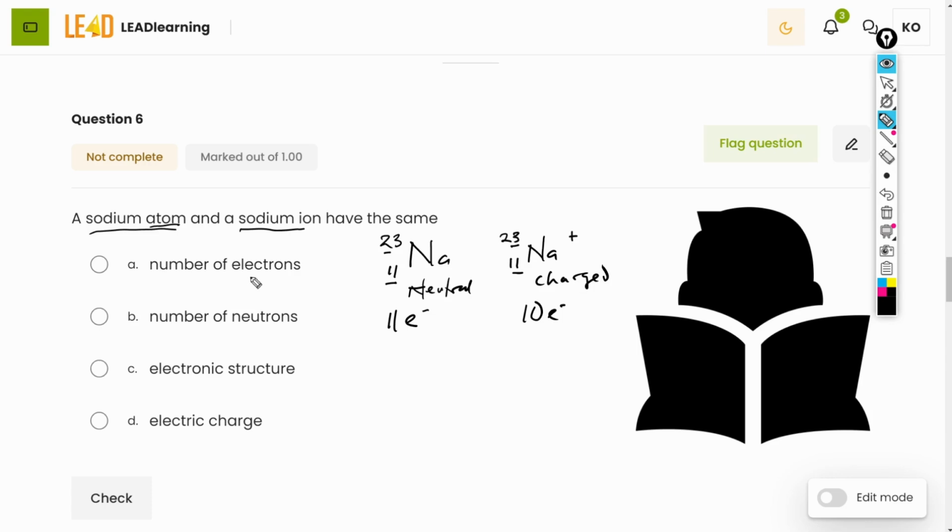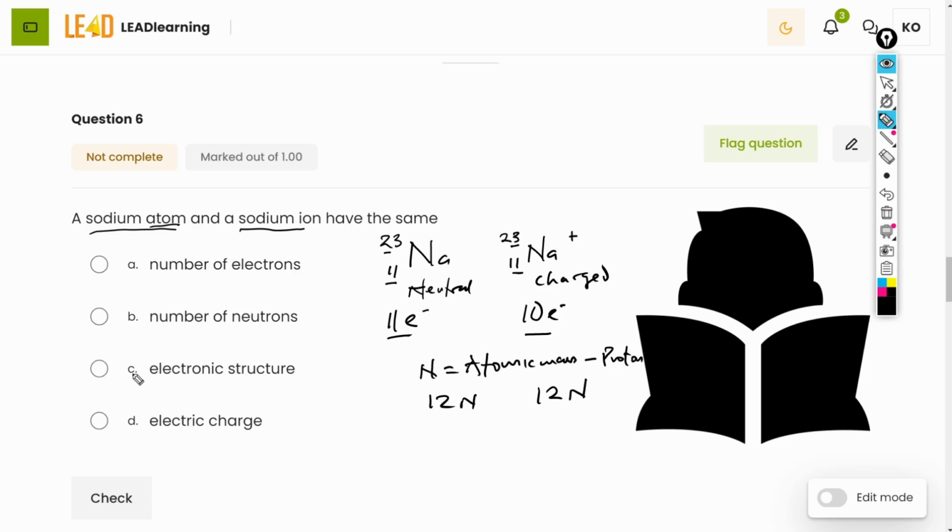A, the same number of electrons. We've established that the number of electrons are not the same. The ion has fewer electrons than the atom. Option B, the same number of neutrons. To get the number of neutrons, it will be the atomic mass minus the proton number. So let's quickly check that. 23 minus 11 gives us 12 neutrons for this atom, and for this ion 23 minus 11 also gives us 12 neutrons. So clearly here we can see that the number of neutrons are the same.